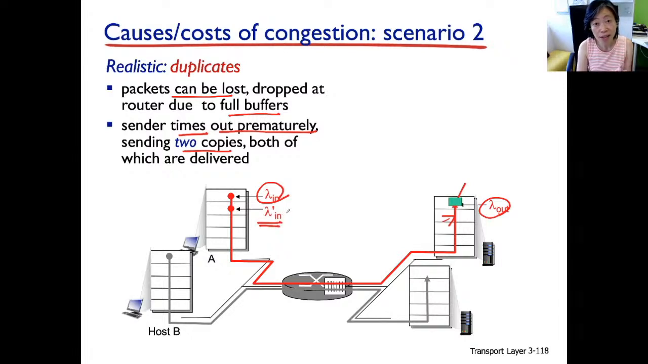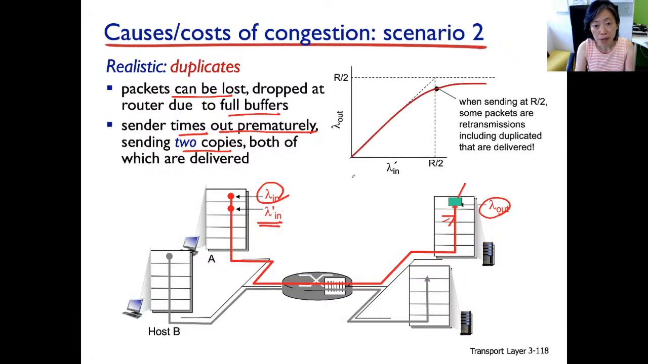this is going to be higher than the lambda in prime in the previous assumption, where we do not assume the timer can go out prematurely. So the performance of lambda out here, as lambda in prime increases, is going to go slightly worse. The margin here is going to be bigger because what? Lambda in prime here, we need to take into account the retransmissions. Now we also need to take into account the duplicates that are not really necessary.